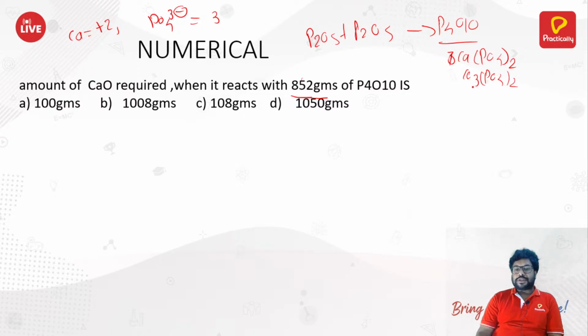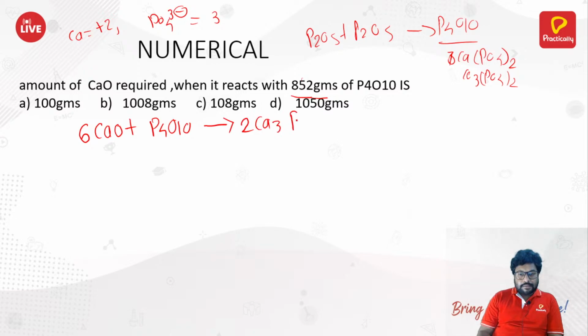Okay, so for 2 phosphorus you require 3 calcium. That means for 4 phosphorus you will require 6 calcium, right? But 6 calcium will always bring in 6 oxygen. So the reaction would be like this: 6CaO plus P4O10, and it gives us 2Ca3(PO4)2. You can see if the reaction is balanced or not.